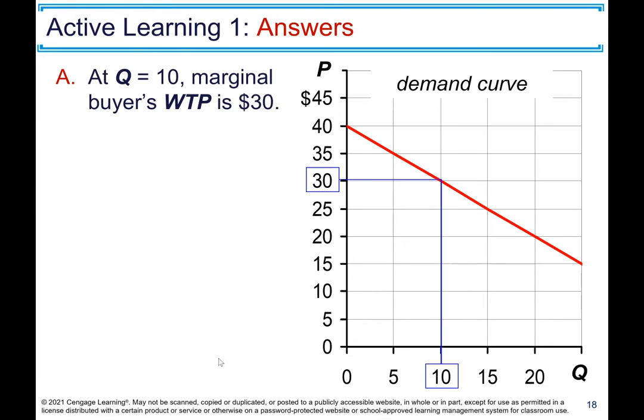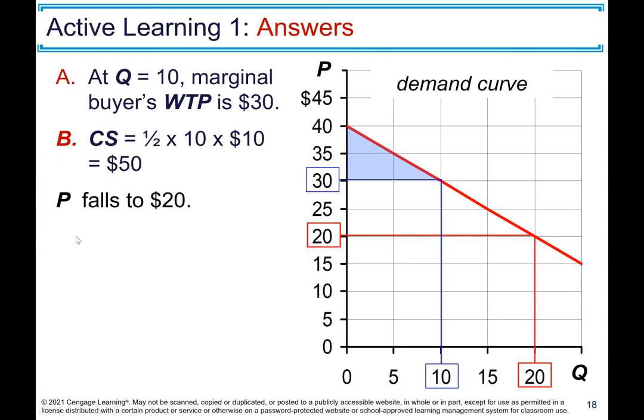Answer. At Q equals 10, the marginal buyer's willingness to pay is $30. And that is the blue area, the blue triangle. So consumer surplus is 1/2 times base. The base is 10 and the height is 10, and that is 50.